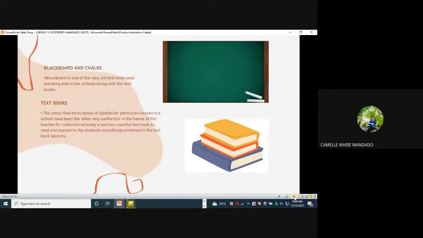Blackboard and chalk. The blackboard is one of the very old and most used teaching aids in the schools, along with the textbooks. The prescribed textbooks of studies for particular classes in a school have been another very useful tool in the hands of the teacher for centuries, whereby a teacher uses the textbook to read and explain to the students everything contained in the textbook lessons.